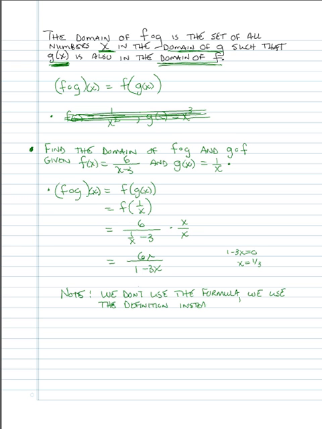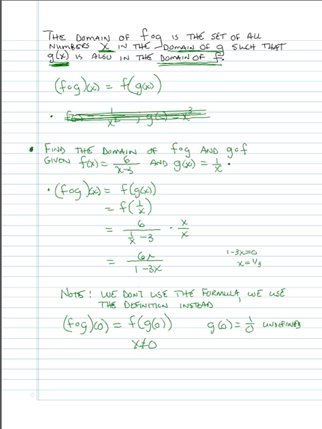Here's what I mean. If we calculated f of g of 0, what would that require us to do? That would require us to calculate f composed g of 0. And when we went to calculate g of 0, we would get 1 over 0, and so we have a problem. That's undefined. And so we can't allow x to be 0, or we can't even do the calculation.